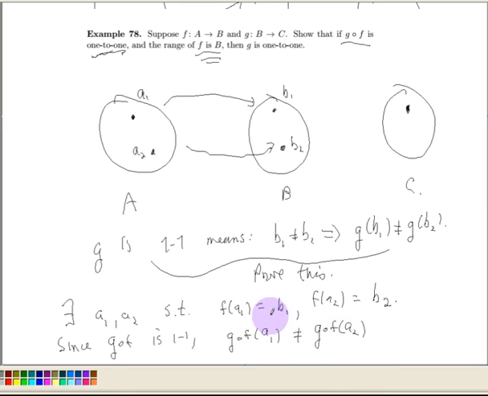Now, I did skip over something here. It's not possible that A1 is equal to A2 because you can't have one element mapping to two different elements in B. So here we do know that G composed F of A1 is unequal to G composed F of A2.